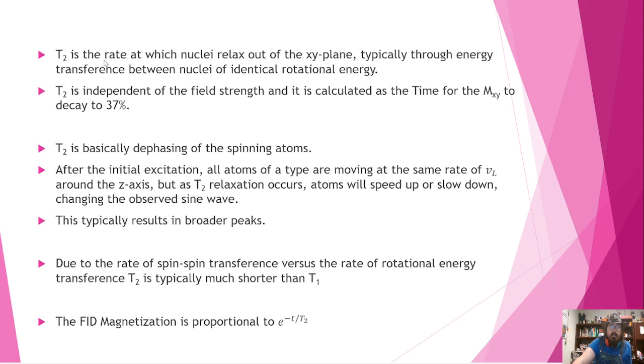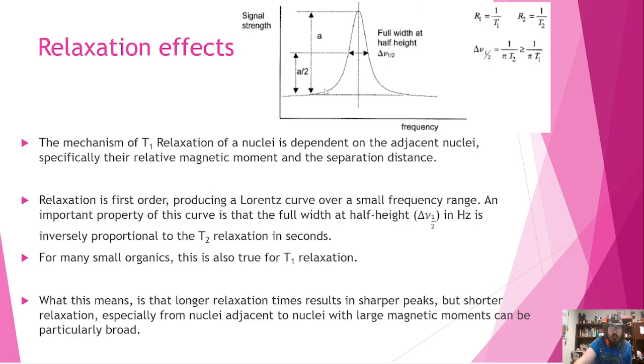But then T2 is the rate at which nuclei relax out of the XY plane, typically through energy transference between nuclei of identical rotational energy. It's basically dephasing. These things will typically result in broader peaks. This is stuff we don't really need to worry about.